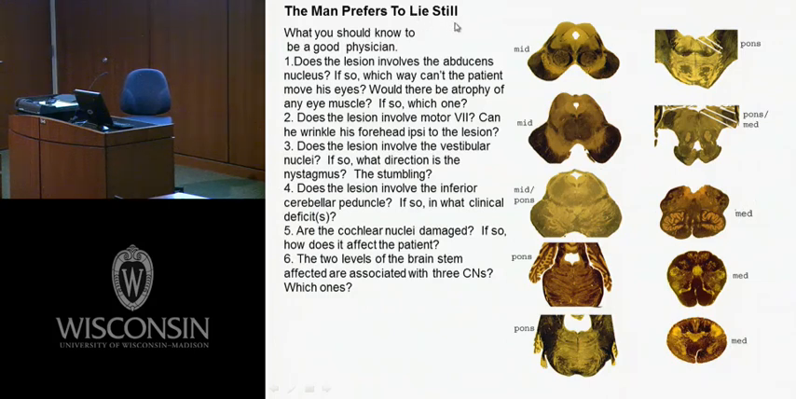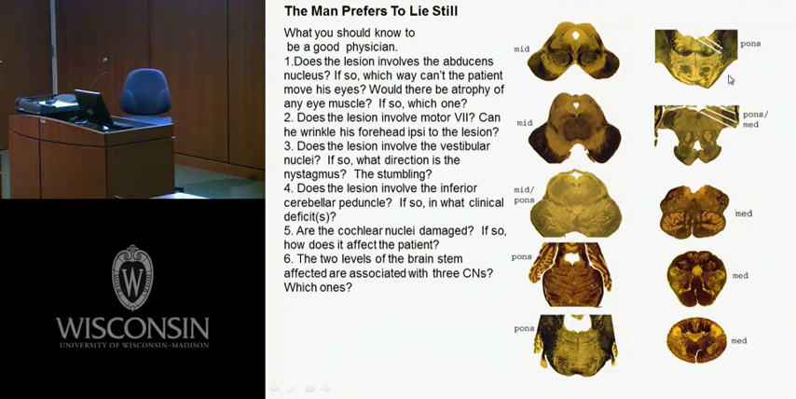Man prefers to lie still. This is a hard one to see. What's the point here? What do we have in the lesion? We have the inferior cerebellar peduncle. We have the dorsal and ventral cochlear nuclei. We have the vestibular nuclei. Up here, we certainly have the abducens, and we have motor 7. Abducens here, motor 7 here.